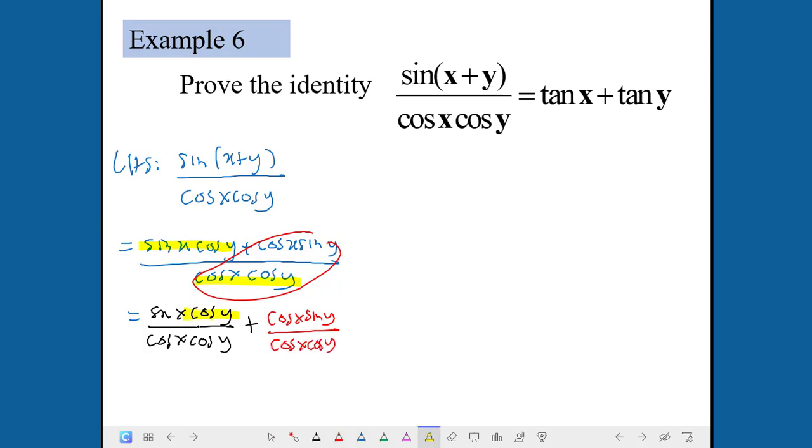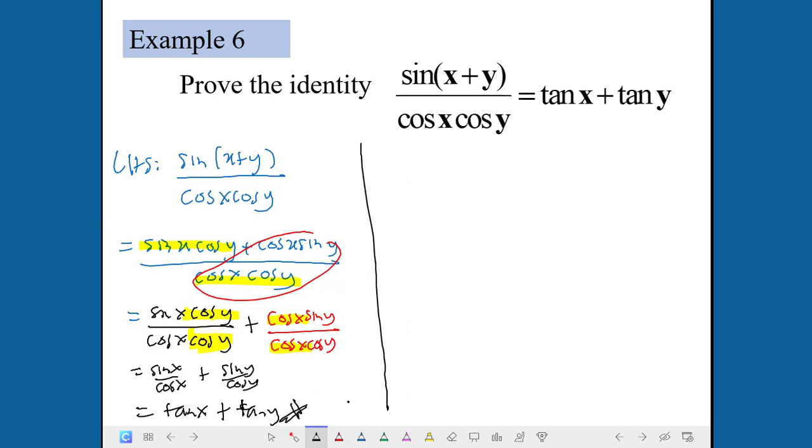Then this cancels, and this also cancels. So the answer is sin x over cos x plus sin y over cos y. Sin x over cos x is equal to tan x, and sin y over cos y is equal to tan y. Soon, better.